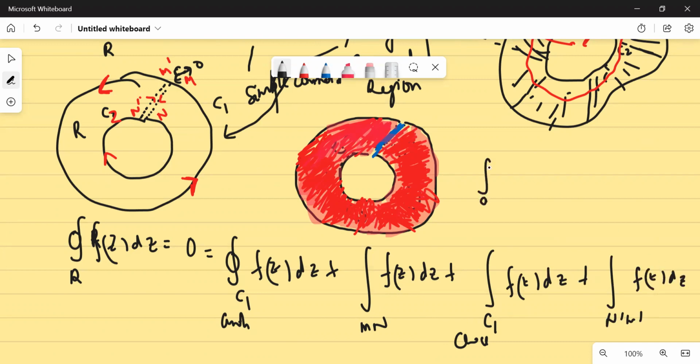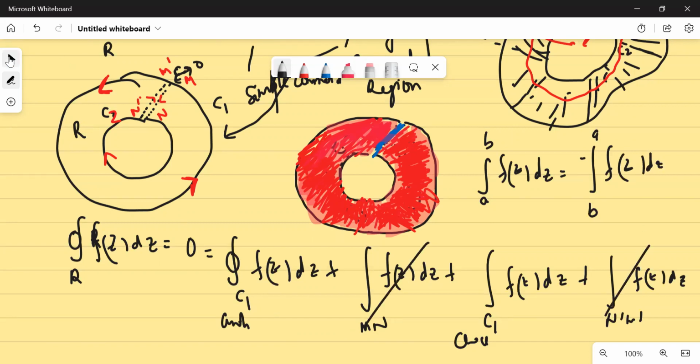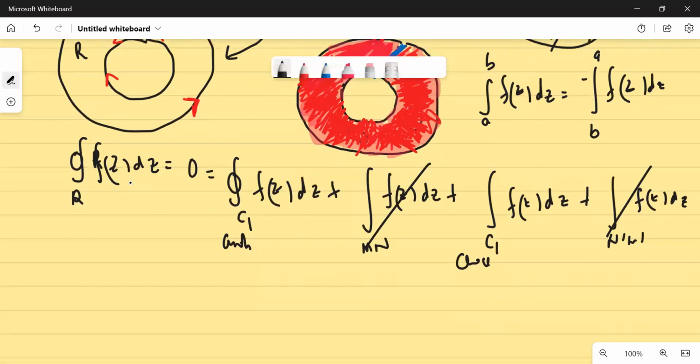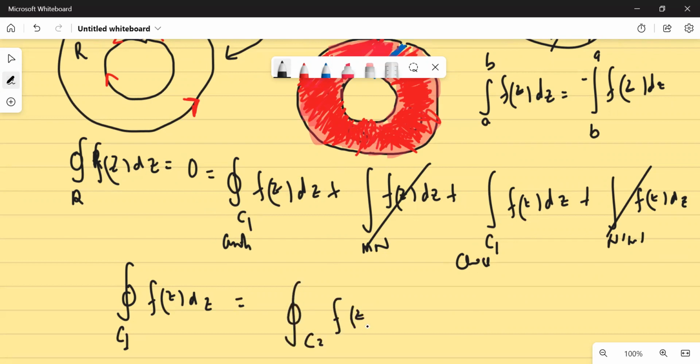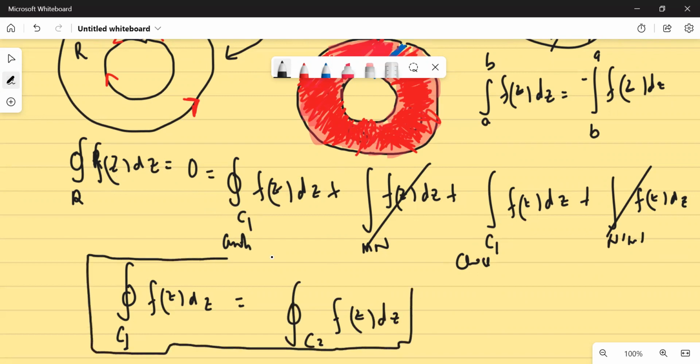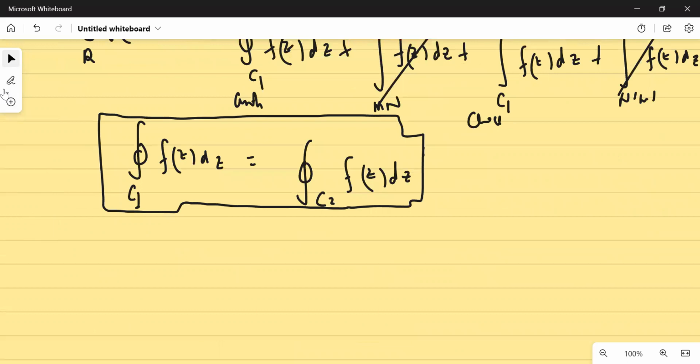Yesterday I wrote a property: integration a to b f(z) dz would be equal to what? Integration b to a of negative f(z) dz. So this particular portion gets cancelled. So there are only two parts that remain here. One part is integration f(z) dz anticlockwise, and this is clockwise, so there will be a negative. This particular side is 0, so this will give you this. And this is a very powerful statement in complex analysis, which we know as the principle of deformation of contours.